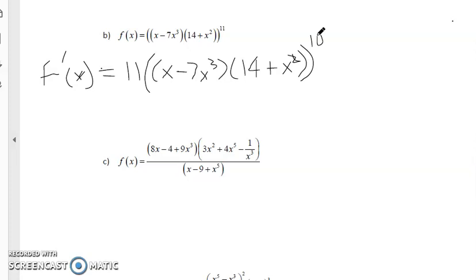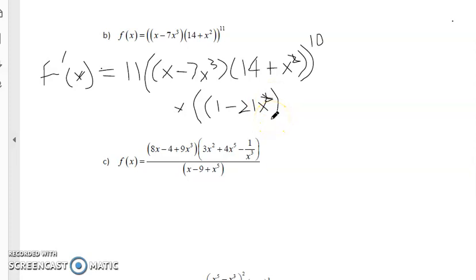And I don't think I've got room over here, so I'm going to go down below and just go to times. And now we have to take the derivative of the inside part. And that's going to involve the product rule. So here we go. We take the derivative of the first piece, which is 1 minus 21x squared. Now make sure you see what I'm doing there.